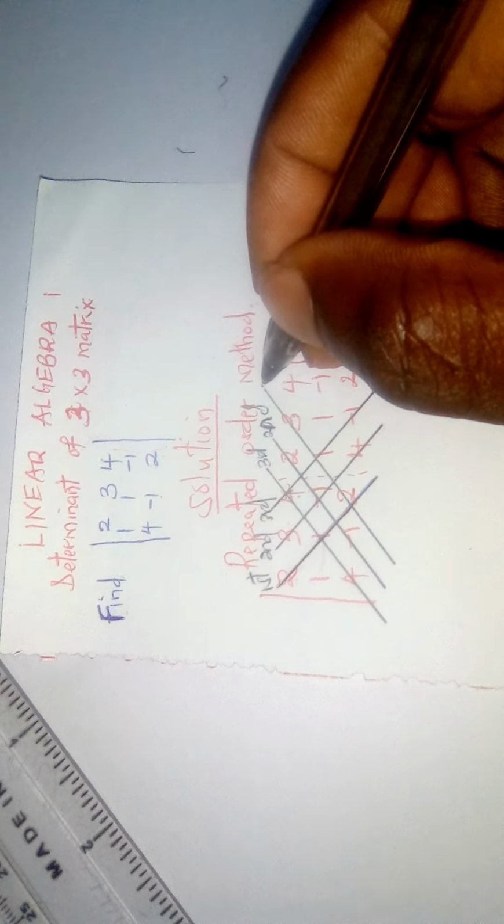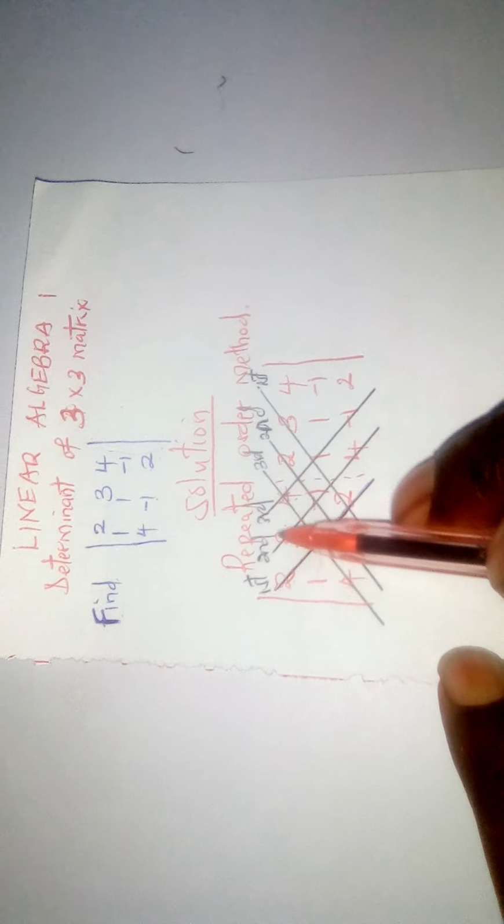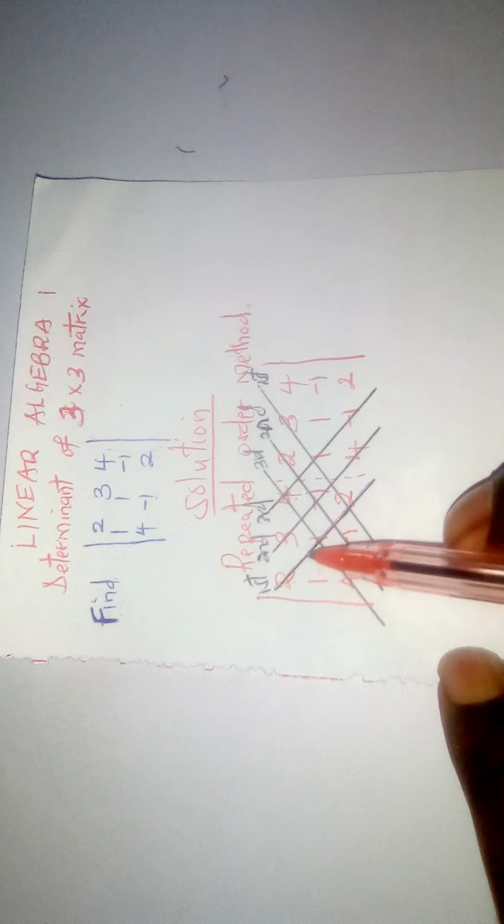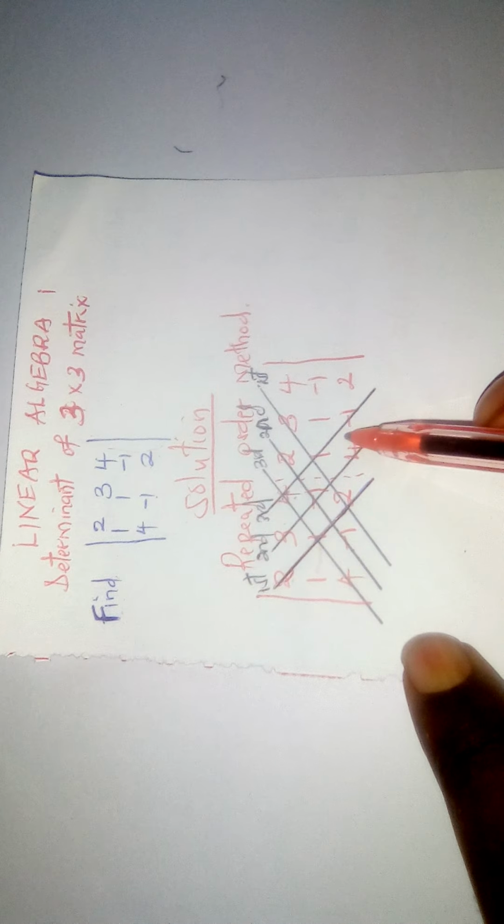Now after that, it will be the first diagonal. Now what are we supposed to be doing? You are required to begin from the first, second and third diagonal. You multiply the values on the first diagonal, add it to the values of the second diagonal, then you add the result to the values on the third diagonal.